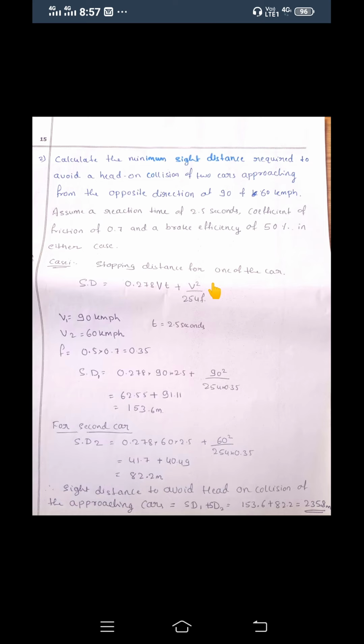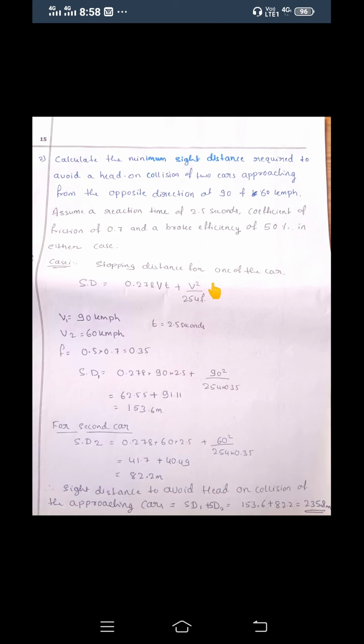I will read out the statement here. Calculate the minimum sight distance required to avoid a head-on collision of two cars approaching from the opposite direction at 90 km/h and 60 km/h. So what they are asking here is the minimum stopping sight distance required to avoid the head-on collision between the two vehicles, which are moving in opposite directions. Assume the reaction time of 2.5 seconds.